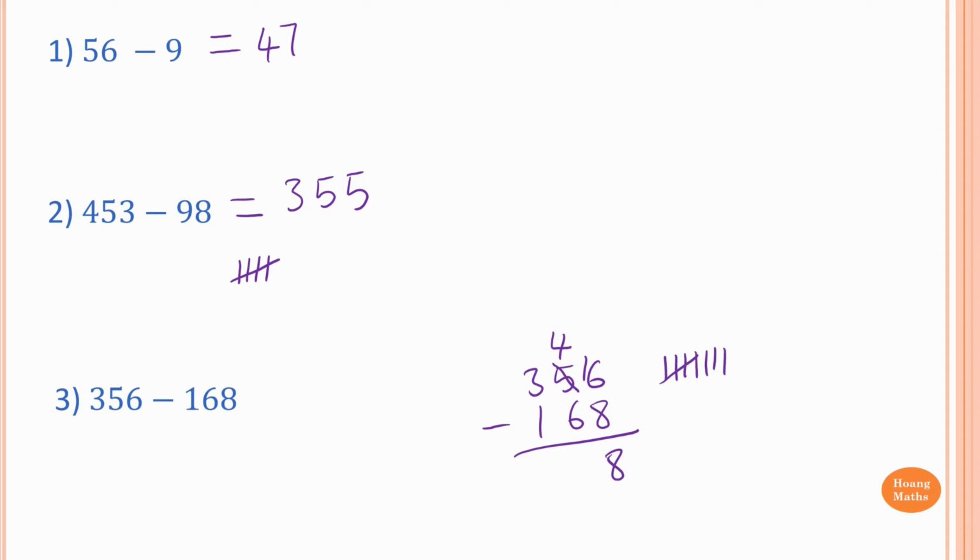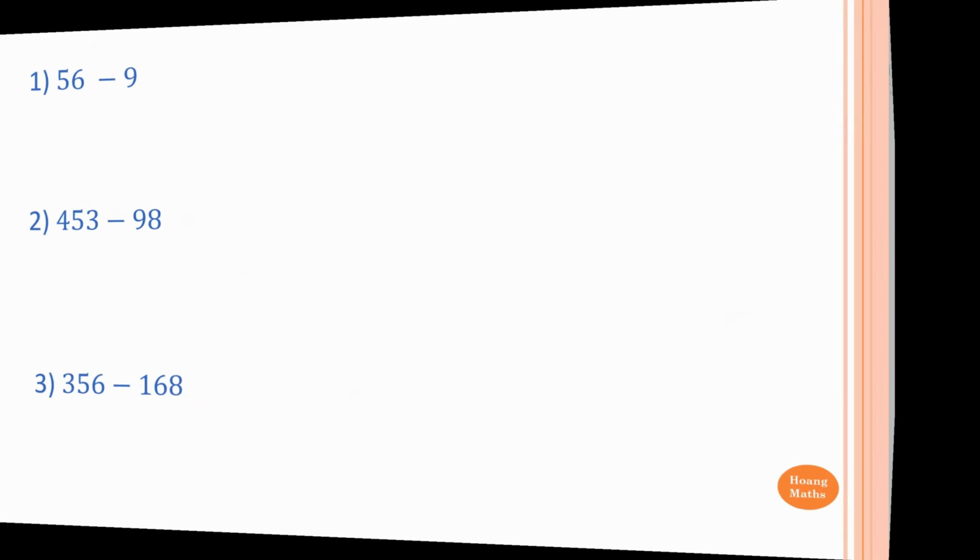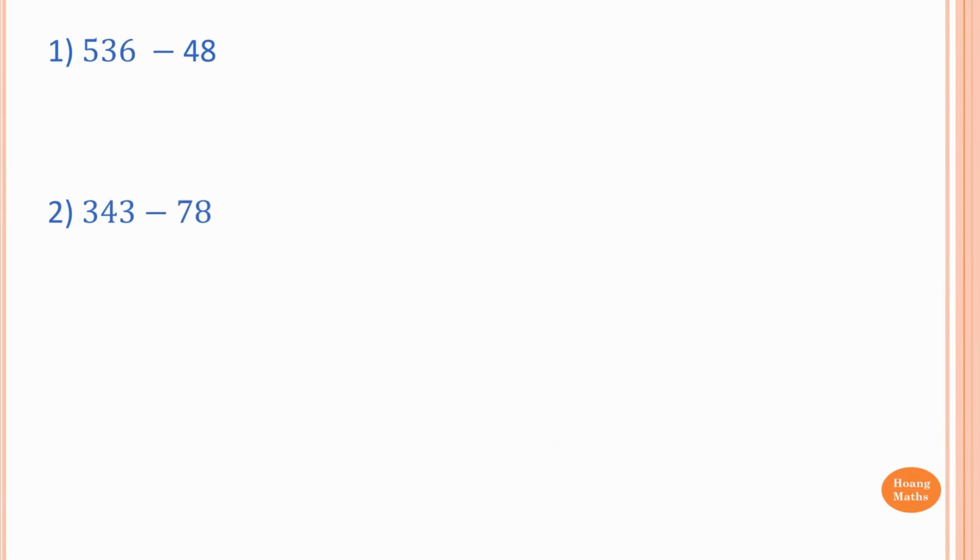So it's 8. 4 cannot minus 6, so you borrow 1 from 3, so the 3 becomes 2 and 4 becomes 14. 14 minus 6: 10 minus 6 is 4, add 4 is 8. Otherwise, use your fingers. You start from 6 and count up all the way until you reach 14: 7, 8, 9, 10, 11, 12, 13, 14. There you go. So you get 8. And then 2 minus 1 is 1. So the answer is 188. Please stop the video and try this one yourself.